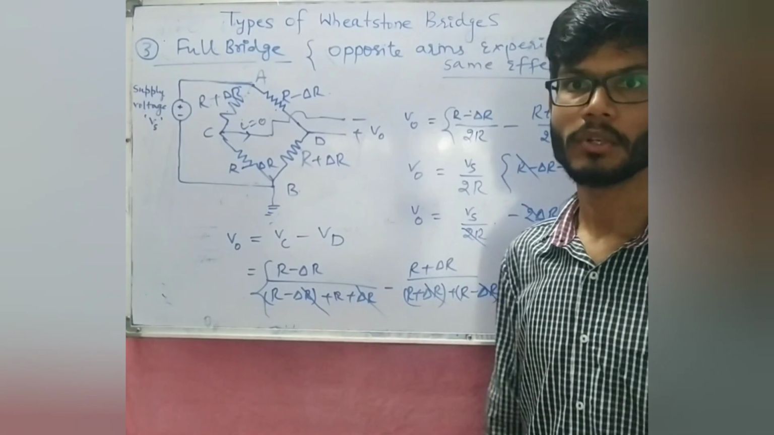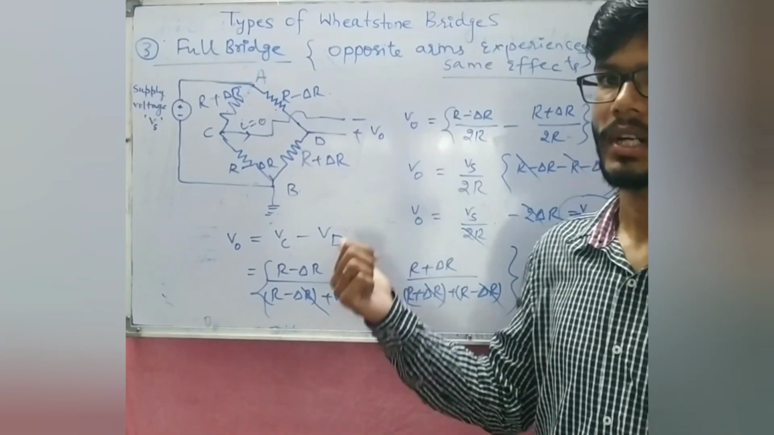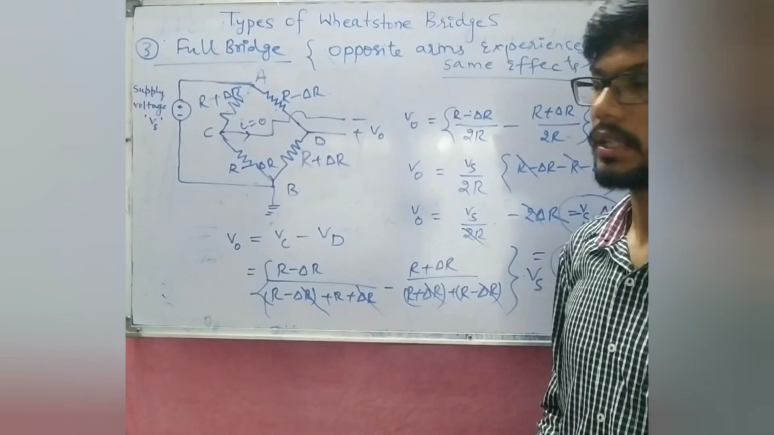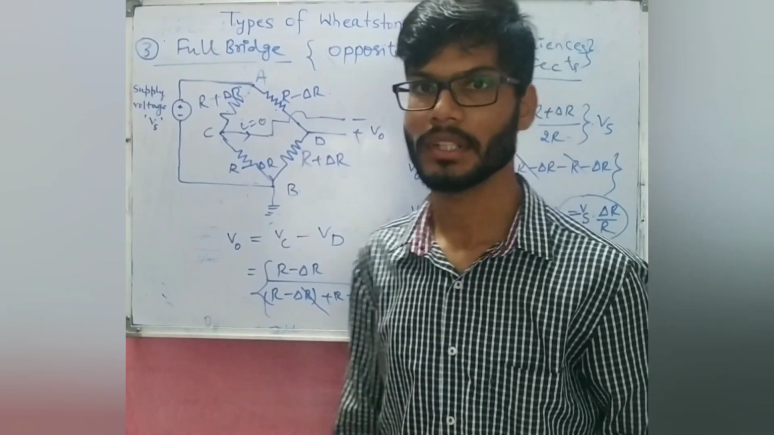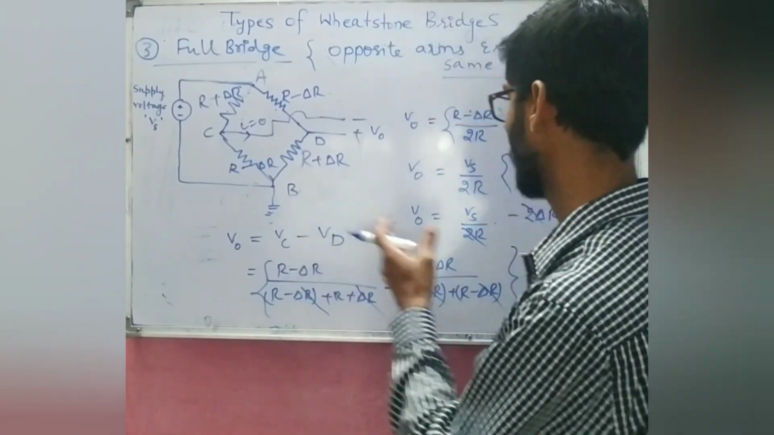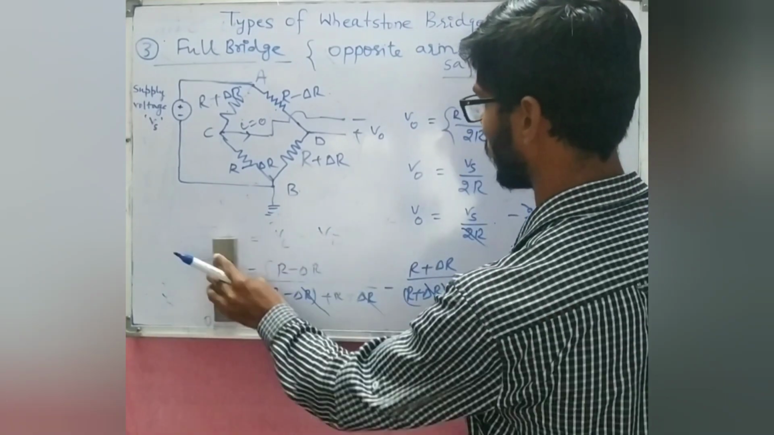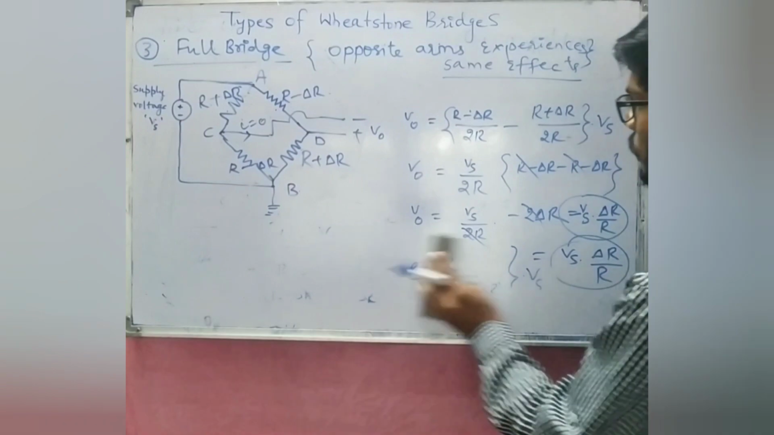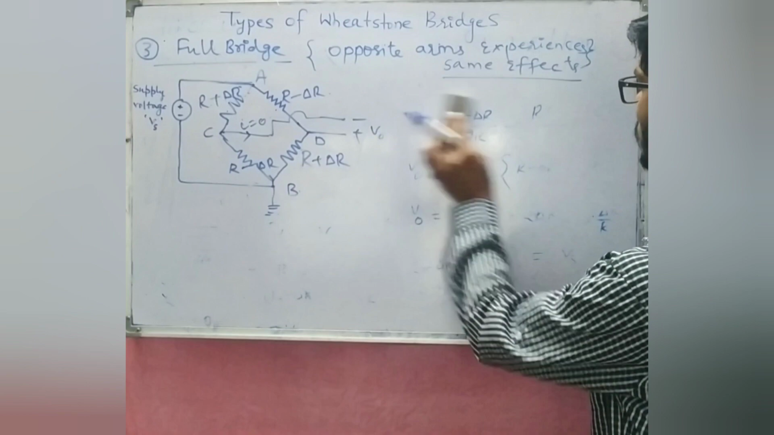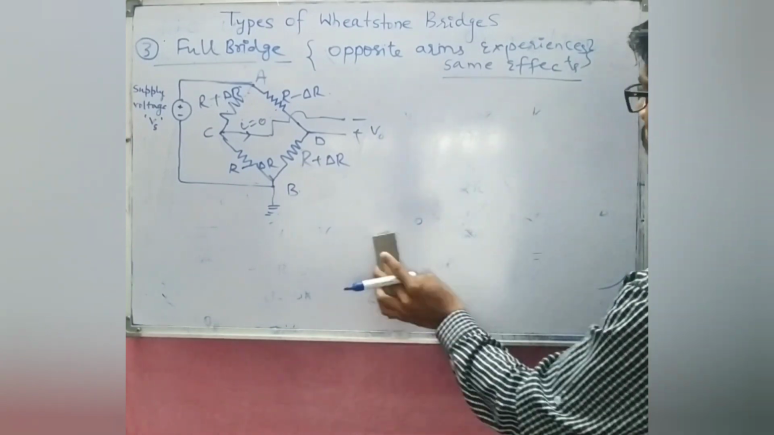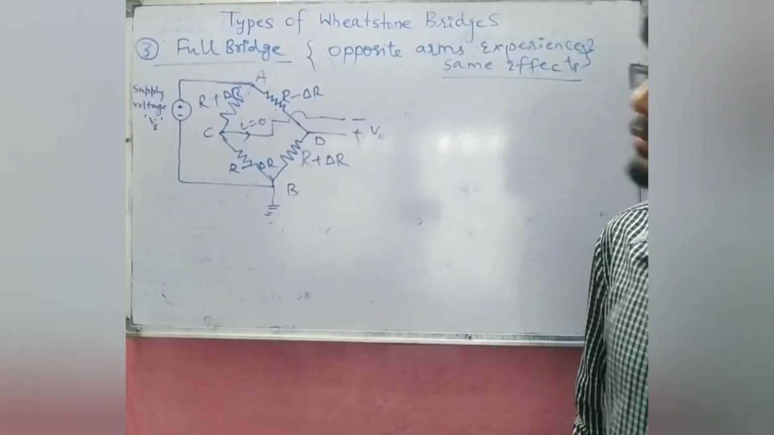Also, one more important thing you have to keep in mind in the case of full bridge configuration. In the case of quarter bridge and half bridge, we had to take a little approximation, and then we came to the final formula. But in the case of full bridge configuration, we need not take any approximation to derive our final expression. So this is the benefit in this particular case, that we are going to get a very sensitive output without any approximation.